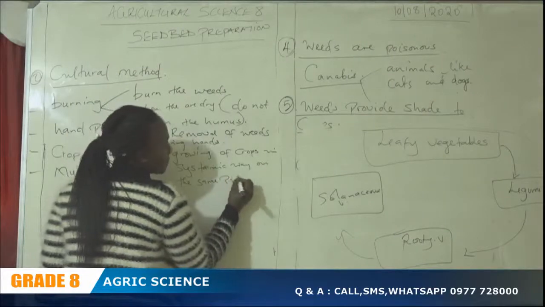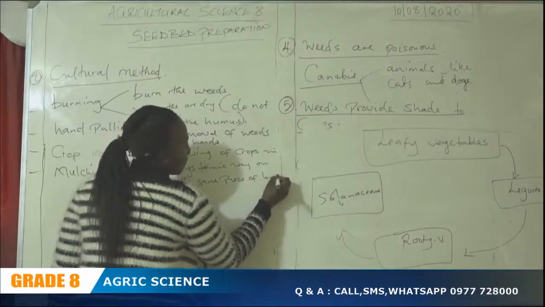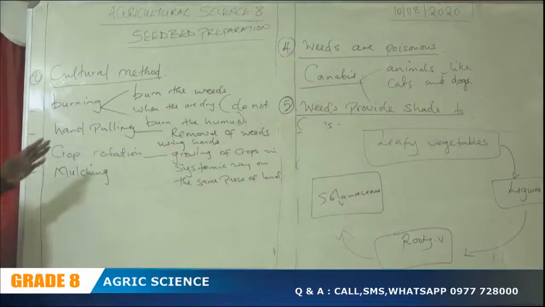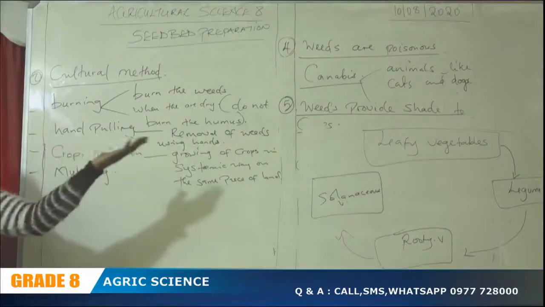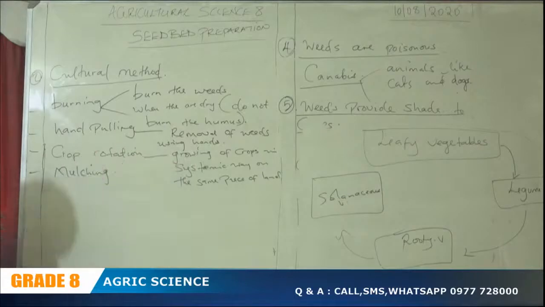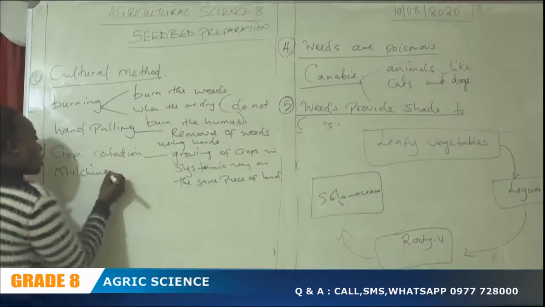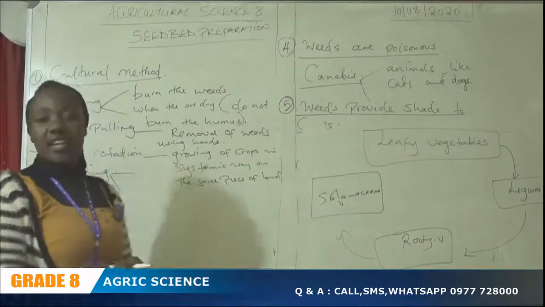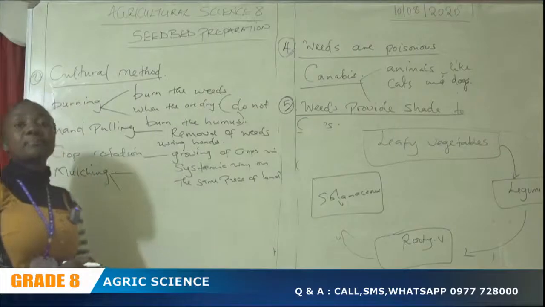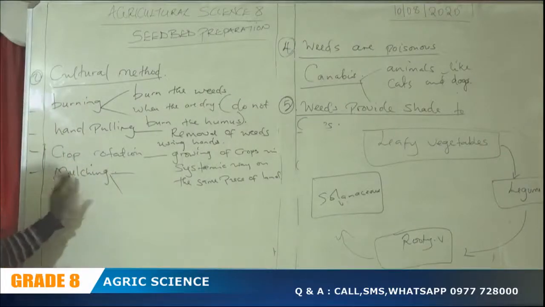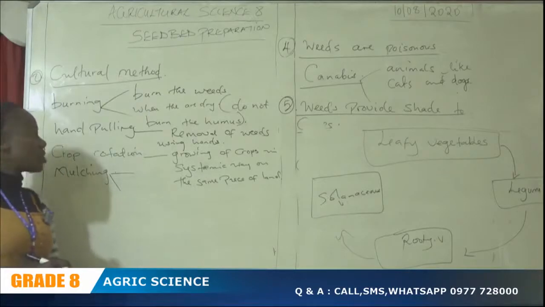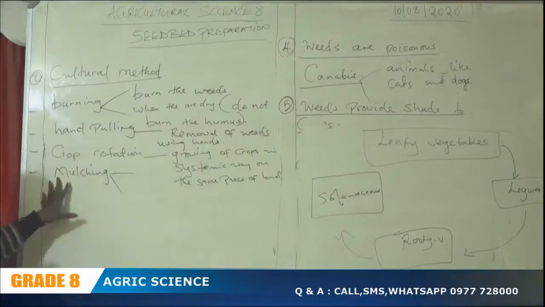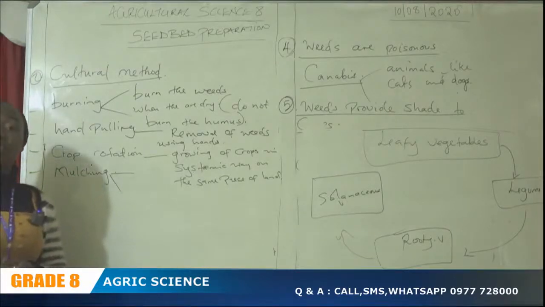Okay, so after defining what crop rotation is and what happens under crop rotation, looking at that vegetable plant, we now go to mulching. What is mulching? Mulching is applying layers of materials on the surface of the soil.